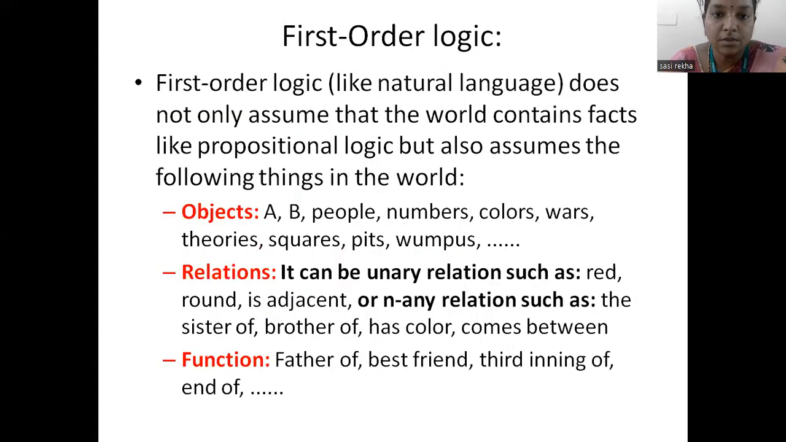These are some of the terms we can use in first order logic in order to represent knowledge. One is objects. Objects represent things like people, numbers, colors, wars, theories, squares, pits, bumps. Relations can be such as red, round, and adjacent, or relations such as sister of, brother of, color of, comes between. And we can use functions like father of, best friend, third inning of, end of. These are what we use in order to convert real world language statements into an AI understandable format.